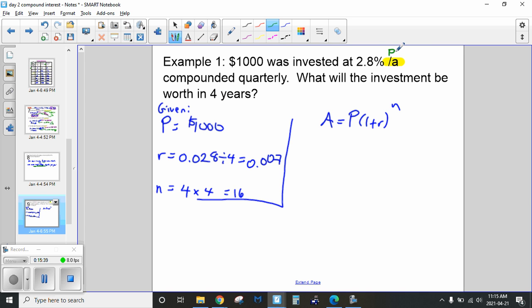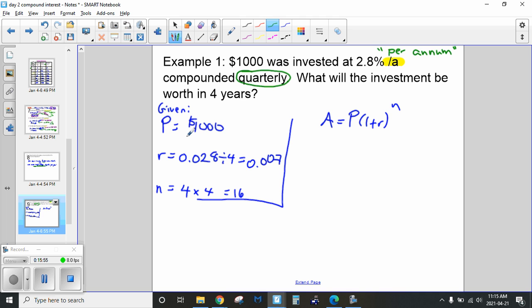Per annum, or per year. So it's like the annual interest rate, but you're going to compound it quarterly. What will the investment be worth in 4 years?